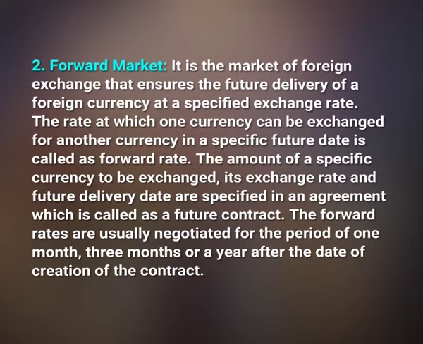The amount of a specific currency to be exchanged, its exchange rate and future delivery date are specified in an agreement which is called a forward contract. The forward rates are usually negotiated for a period of 1 month, 3 months or a year after the date of creation of the contract.